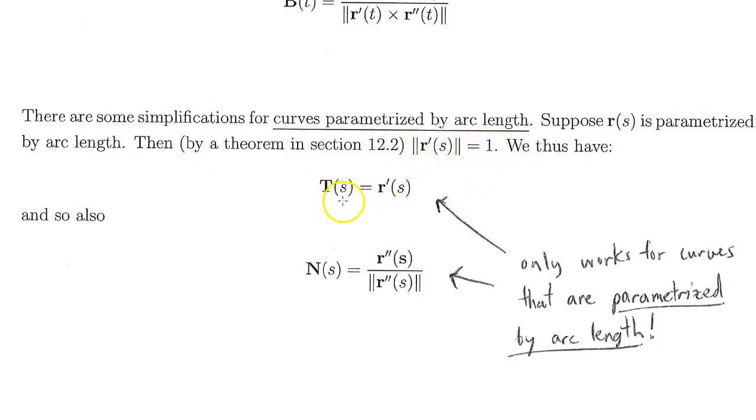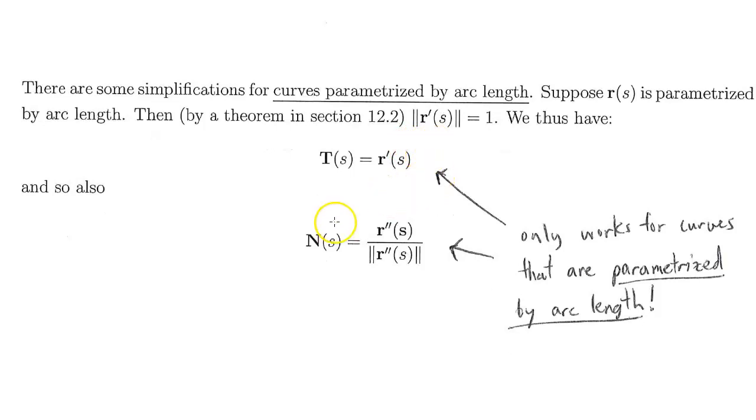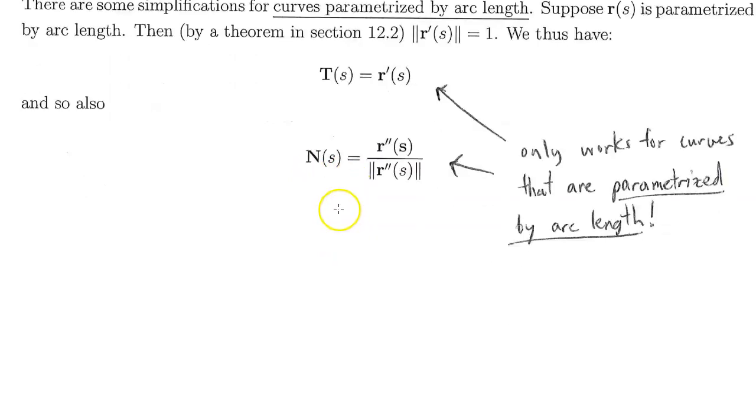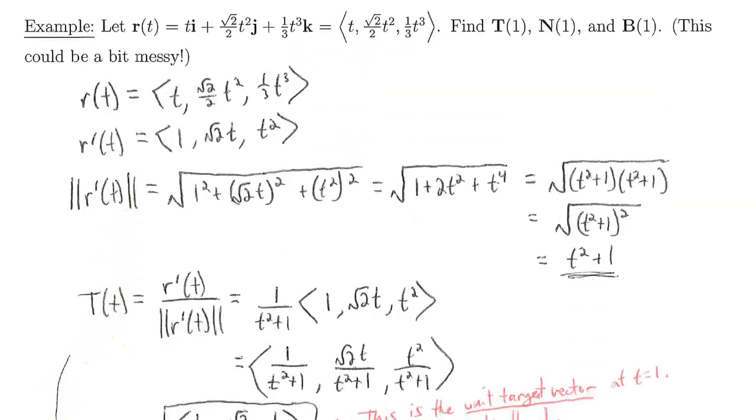And so notice that T of s would be R prime of s divided by the norm of R prime of s, but the norm of R prime of s is 1. So T of s would just be R prime of s. So R prime of s would just have a length of 1 if it's parametrized by arc length. And then also N of s would be R double prime of s divided by the norm of that. But just to point out here, these formulas only work for curves that are parametrized by arc length. That's why I'm using the letter s here. So don't use these formulas unless you know your curve is parametrized by arc length.